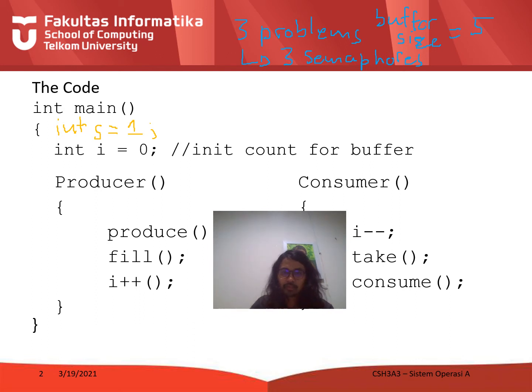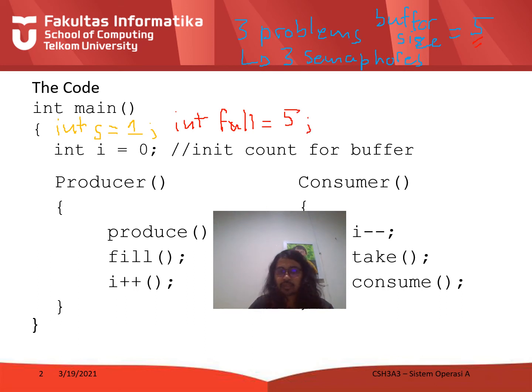And the second one, I'll write it in a different color. This is called full, which addresses the second problem, which is that the producer cannot access the buffer when the buffer is full, and the buffer size is 5. So full is initialized to 5.